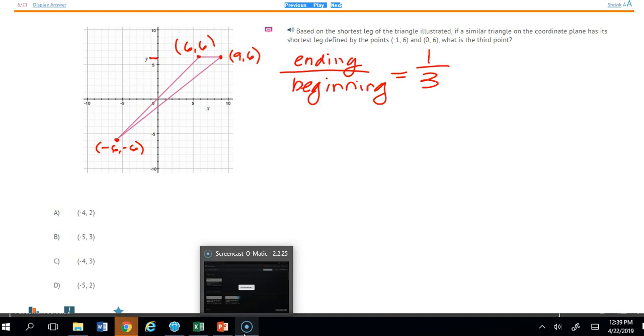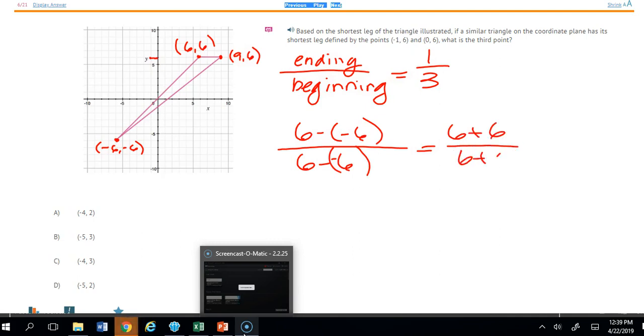So now what I want to do next is find the slopes of these, because if the angles are the same in these two shapes when we scale it, then the slopes are going to be the same. So let's go ahead and find the slope of the one on the left. So 6 minus negative 6, that's our y values. And then again, 6 minus negative 6, that's actually our x values too. So this is going to be 6 plus 6 over 6 plus 6. So that means that's 12 over 12, which is equal to 1.